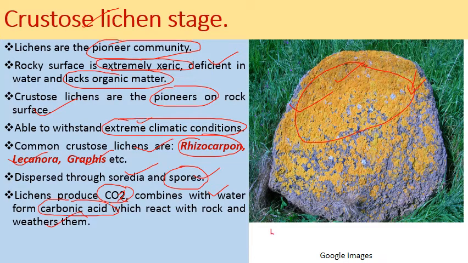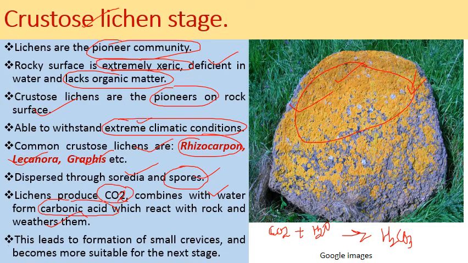So firstly, द कार्बन डाइऑक्साइड इज प्रोड्यूस्ड बाय लाइकन्स, इट कंबाइंस विद वाटर टू फॉर्म द एसिडिक सब्सटेंस विच इज नॉन एज कार्बोनिक एसिड. एंड दिस एसिड, जो ये एसिड है, ये इरोड करता है, डिग्रेड करता है सॉयल रॉक के अपर लेयर को, जिससे कि सॉयल फॉर्मेशन स्टार्ट होती. दिस लीड्स टू द फॉर्मेशन ऑफ स्मॉल क्रिवाइसेस, छोटे छोटे इसमें क्रिवाइसेस बन जाते हैं एंड बिकम सूटेबल फॉर द नेक्स्ट स्टेज. और इसके बाद जो क्रस्टल स्टेज है, दैट इज फॉलोड बाय द नेक्स्ट स्टेज इन केस ऑफ ज़ेरोसेरे सक्सेशन.